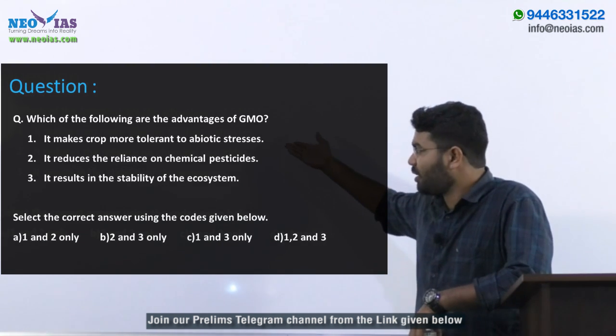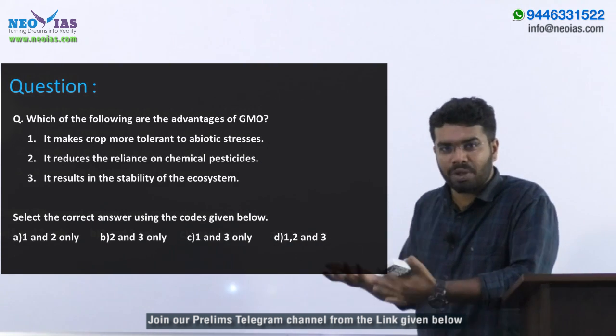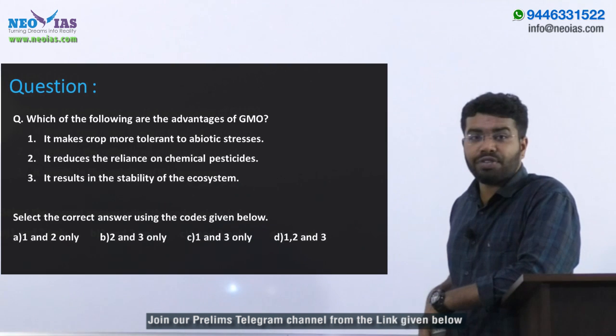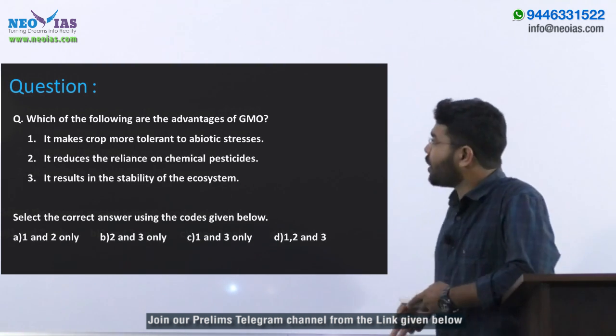How? Because it reduces the reliance on chemical pesticides. It makes crops more tolerant. That is the purpose of GMO. It results in the stability of ecosystem. Really? Will it result in a stability of the ecosystem? Let's have a look at this.